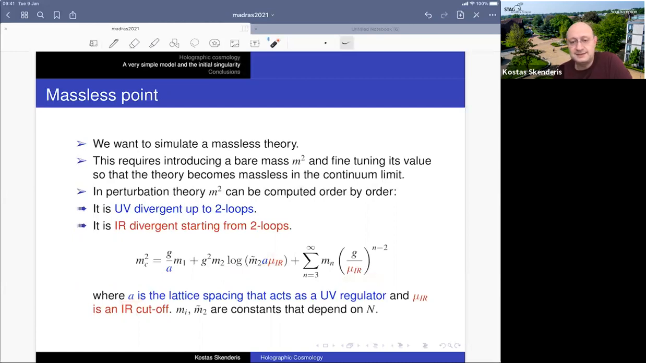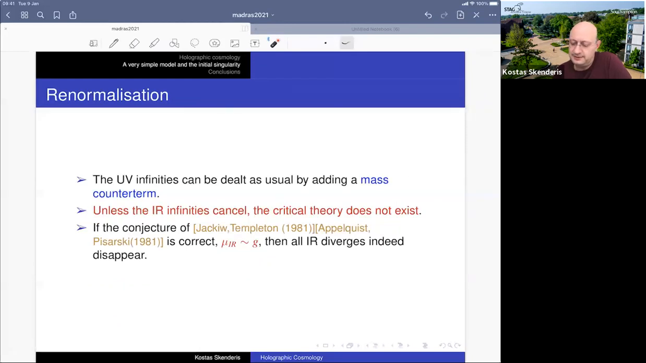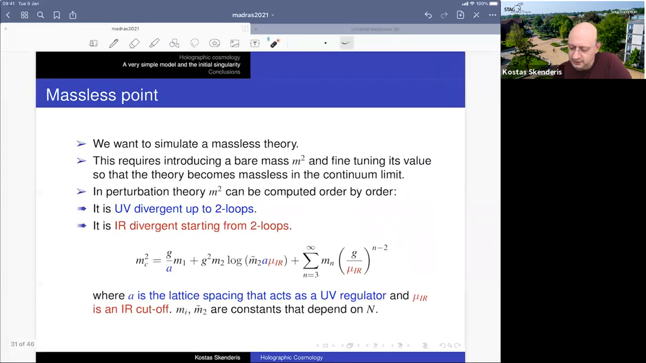So if it turns out that this IR divergence is there non-perturbatively, this means that the massless point doesn't exist, and the theory I have been discussing is just not a valid theory. So what we wanted to do is see whether this massless point exists. Now the UV infinities are straightforward to deal with because it's standard renormalization. One just needs to add a mass counterterm. But the IR infinities are either not there, or if they're there, the theory is not sensible. So if the mechanism conjectured by these people is at play, so that essentially the IR regulator is the coupling constant, you can see here that all of these divergent terms just disappear.